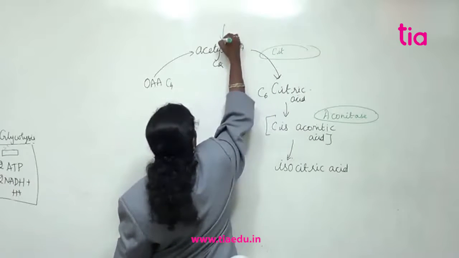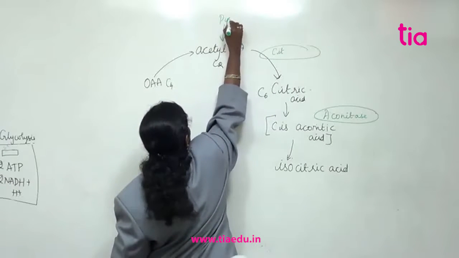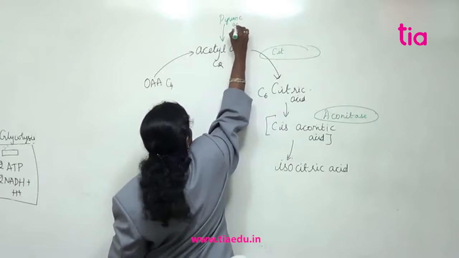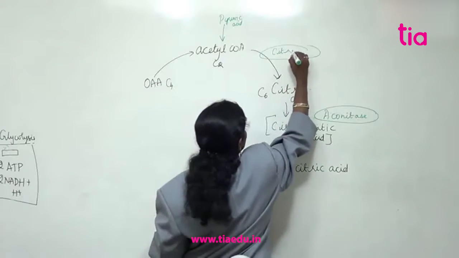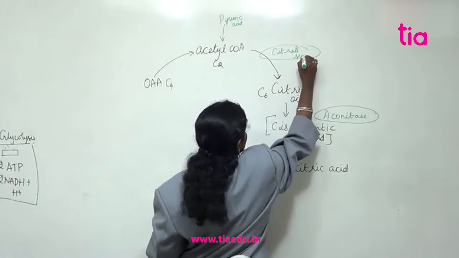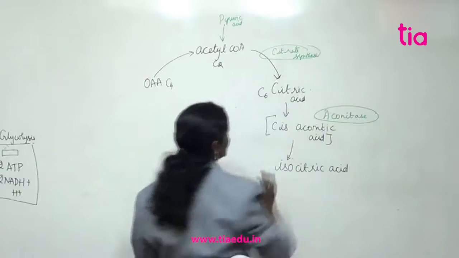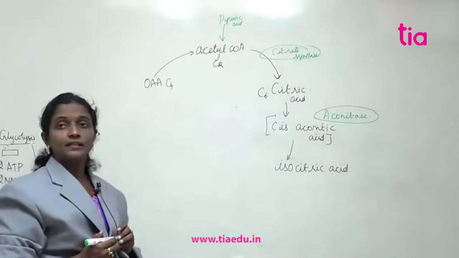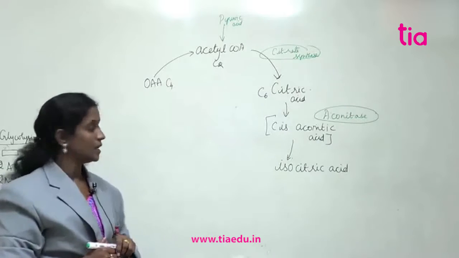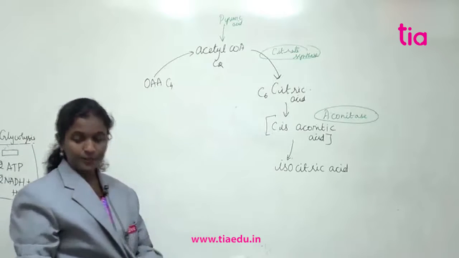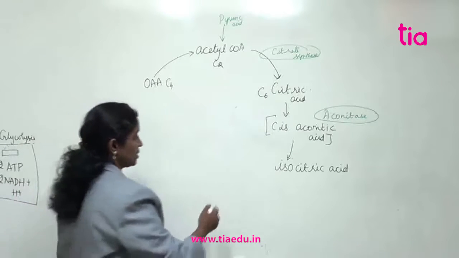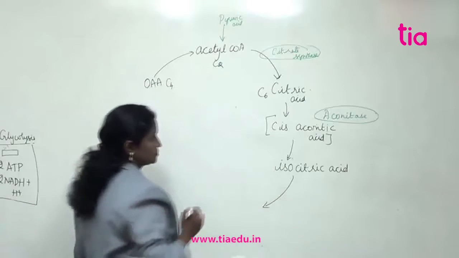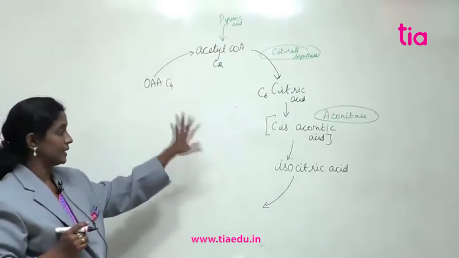Citrate, you have to understand, came from pyruvic acid. Citrate synthase enzyme. Okay, so aconitase, and then we get isocitric acid, right? Isocitric acid is now going to proceed. Shall we proceed on? By the enzyme, again it is C6.